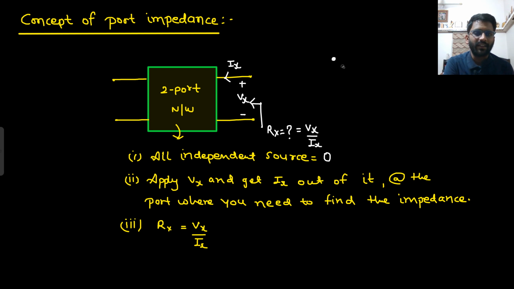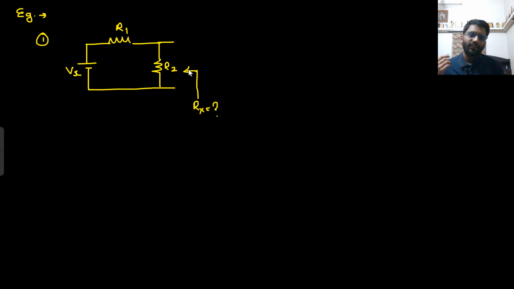Let's understand it with an example. It will be more clear to you. They are asking you Rx from here. What will be the Rx? What will be the Thevenin resistance? Rx, the port impedance, is the same as the Thevenin resistance only. So what will be the Thevenin resistance? R1 parallel R2. But let's solve it with that method.